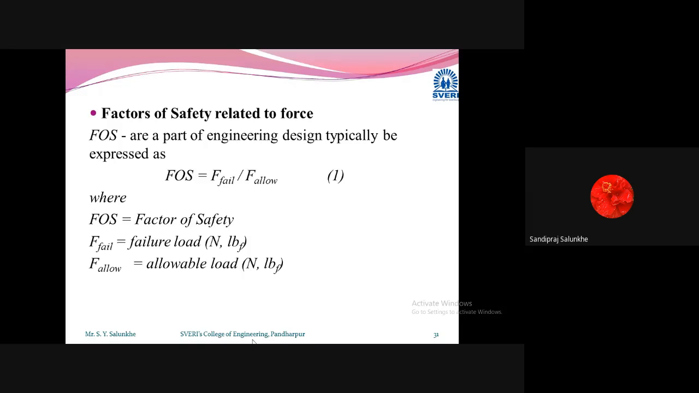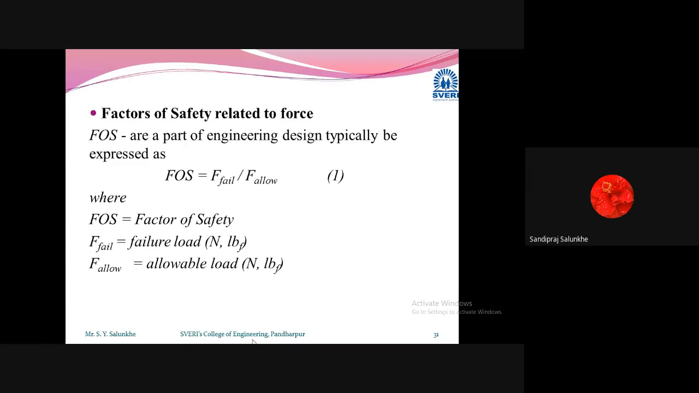Now this force which is required to fail that component, we will call it F suffix fail, and the force which is allowed to apply on that component, we will say as F suffix allow. Then mathematically this factor of safety value can be written as the force at which that component gets failed divided by the force which is allowed to apply on that component.